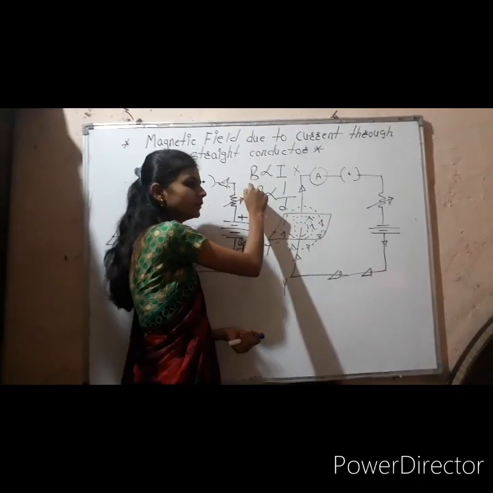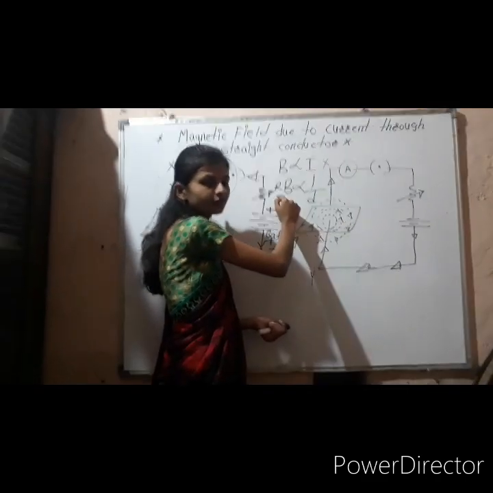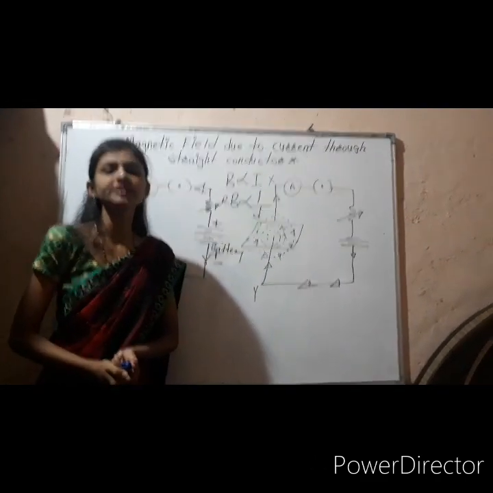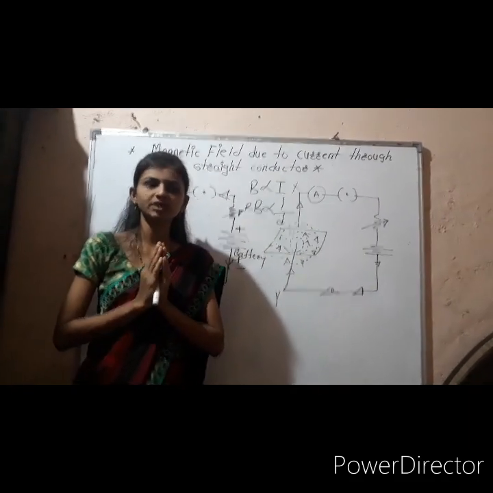First, magnetic field is denoted by B. It is directly proportional to the current I, and the magnetic field B is inversely proportional to the distance between the rod and the iron filings. So these things you just keep in your mind.